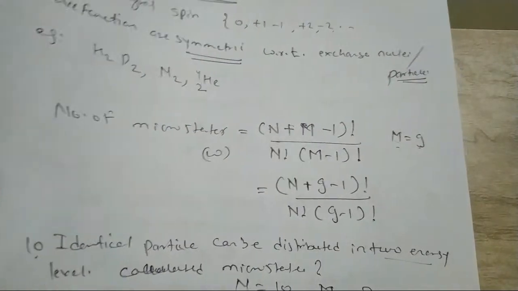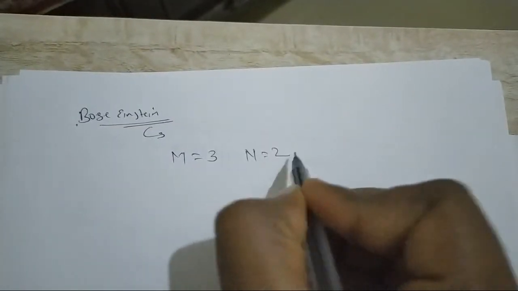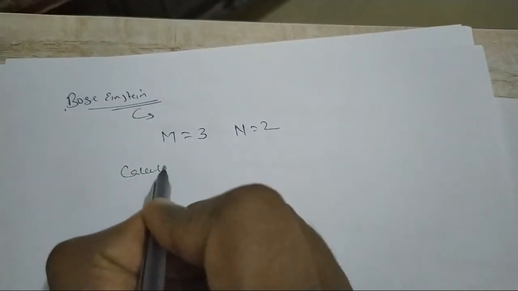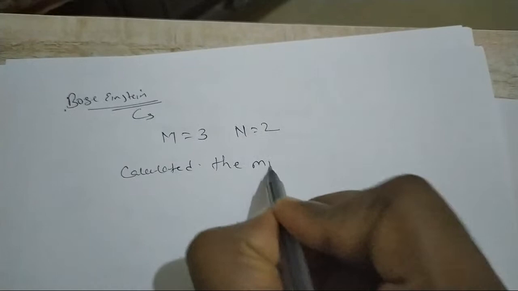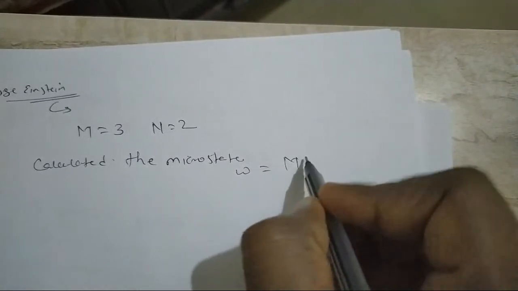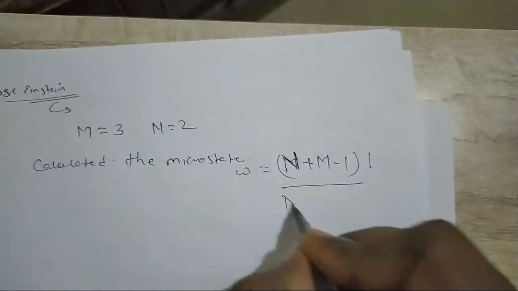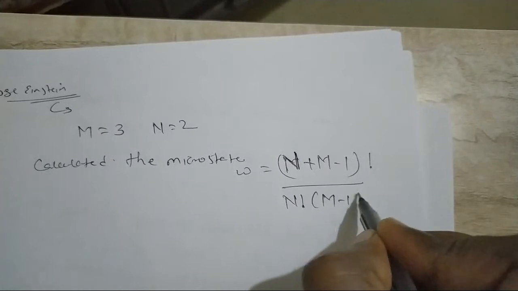Let's see. If I take the m value as 3 and the n value as 2, calculate the number of microstates. The formula will be W equal to (n plus m minus 1) factorial upon n factorial (m minus 1) factorial.